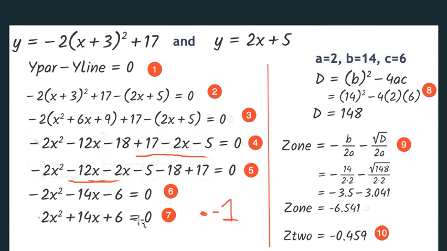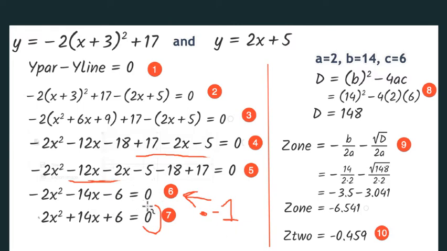So if I multiply this side here by -1, 0 times -1 is 0. Then I'm multiplying this line up here. My apologies. So negative 2 times negative 1 is positive 2. Negative 14 times negative 1 is positive 14. Negative 6 times negative 1 is positive 6. 0 times negative 1 is 0.